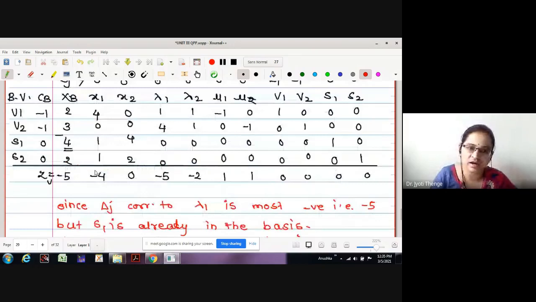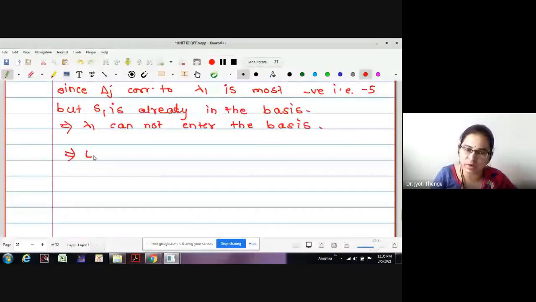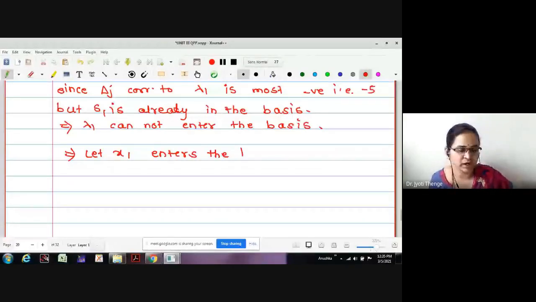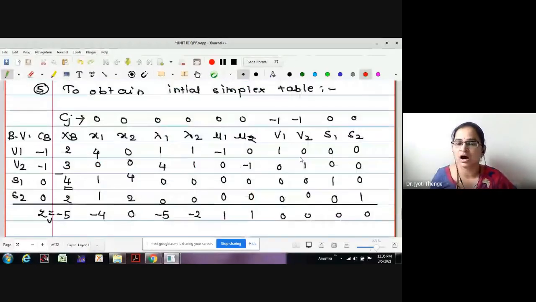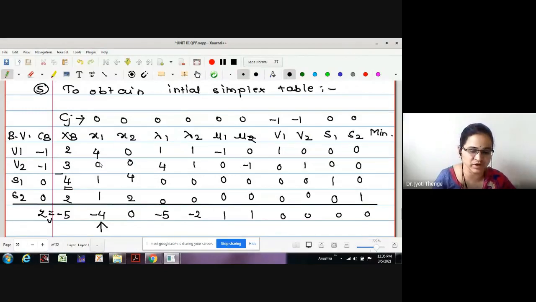Therefore, let x1 enter the basis. If x1 enters the basis, let us find out what the outgoing variable is. How to find the outgoing variable now? This is the entering variable. Xb upon x1 we have to find. X1 value for the second variable is 0. Therefore, let us drop it. Xb upon x1 for the first row is 2 by 4, that is 1 by 2. Here it is 4, here it is 2. Therefore, the minimum corresponds to V1. Right, ma'am?